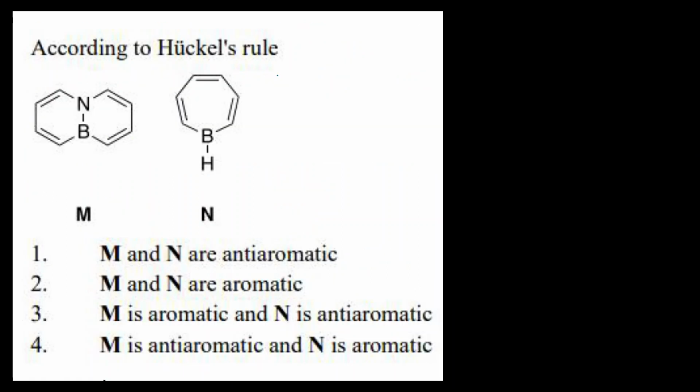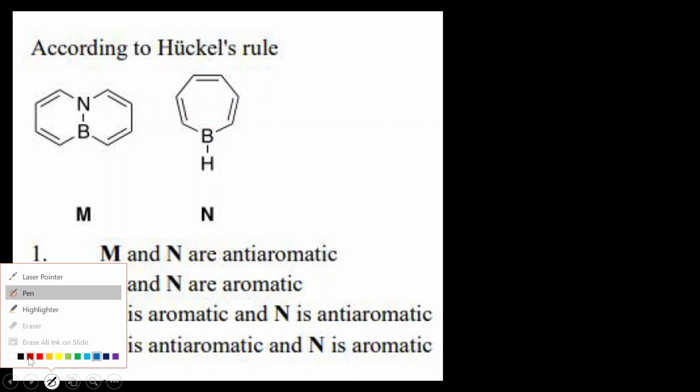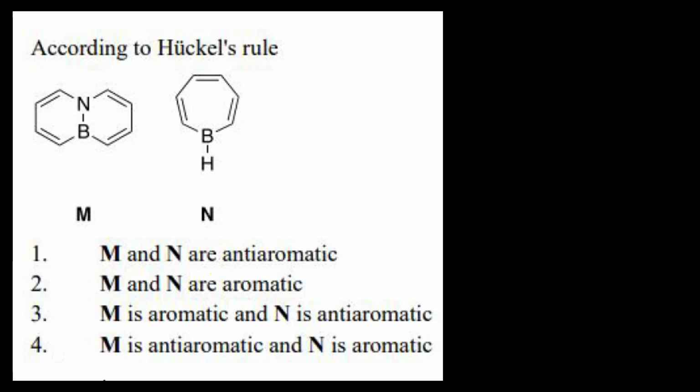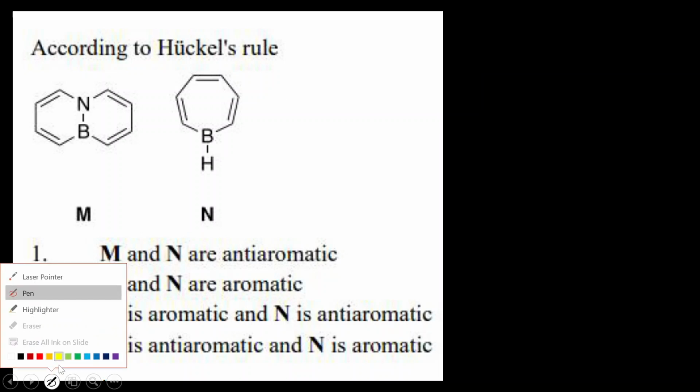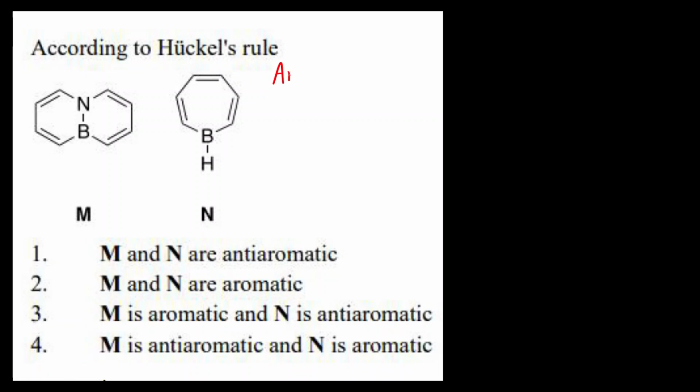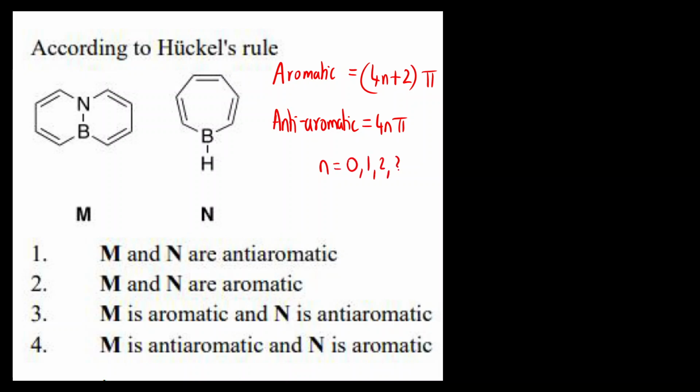Okay, let us see the next one. Huckel's rule. According to Huckel's rule, we have to find out the aromaticity. We know the condition for a compound to be aromatic: it should be cyclic, planar, there should be conjugation, and it should have 4n plus 2 pi electrons. If it is anti-aromatic, then it must have 4n pi electrons. N is any number: 0, 1, 2, 3, any. It is an integer.